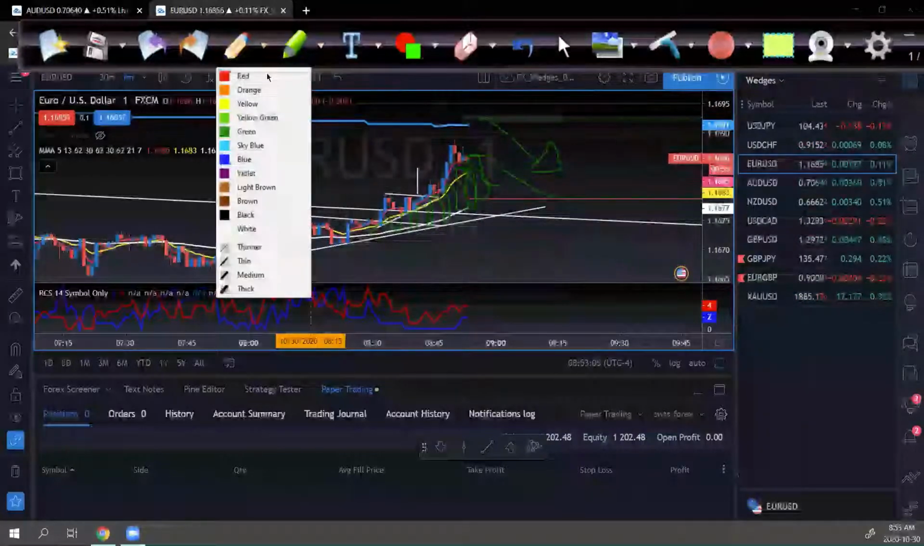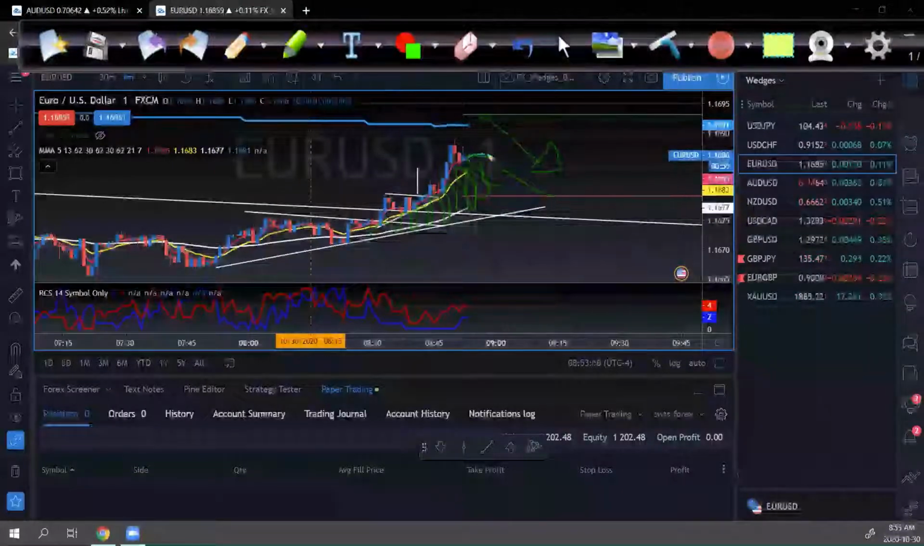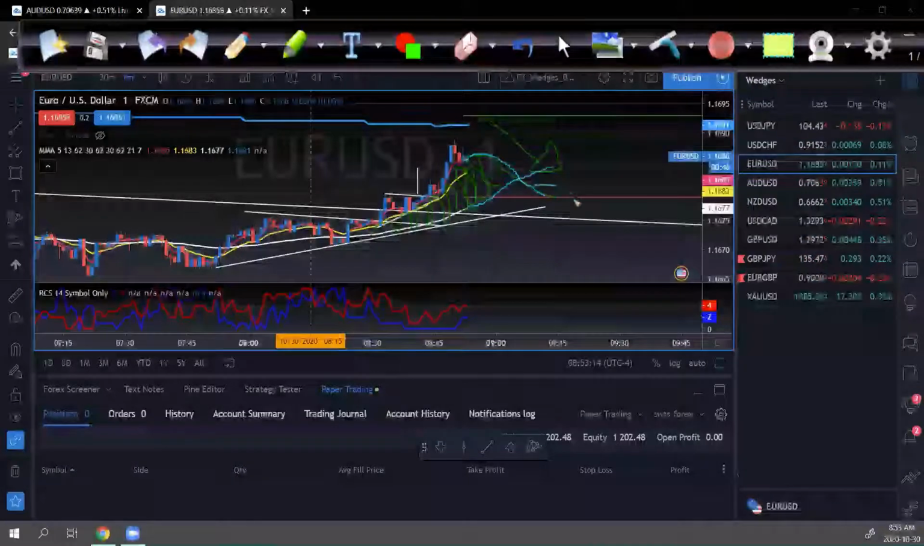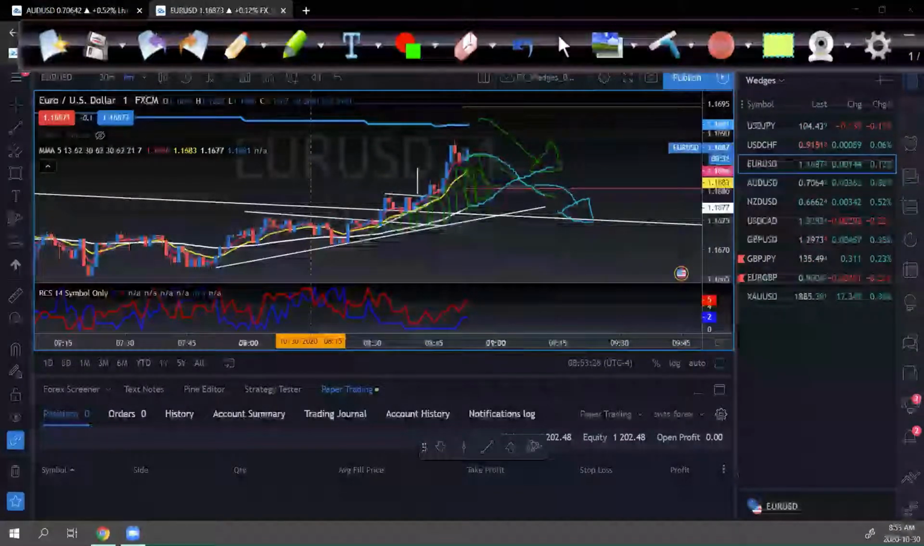So if I did white or sky blue, whatever, it needs to come down. It needs to cross this, and then price is going to start coming down. But it's not going to do that until this line crosses this. Until price crosses the 62, the momentum hasn't shifted. And that works on 1 minute, 5, 15, 30.